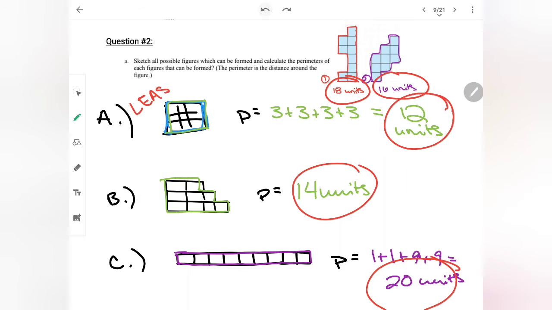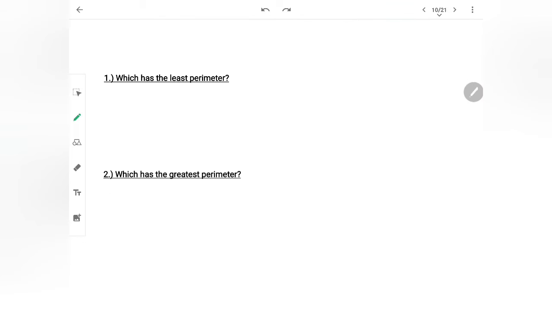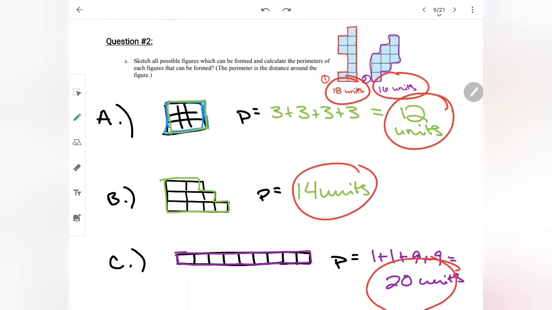or least probably isn't the best word. Well, least is a good word. It fits the question. So it's going to be our least perimeter. And if we look over, 20 should be our largest perimeter here. So we're going to go ahead and write largest right next to that. And that way we know that has the largest perimeter and A has the least perimeter, or the smallest.